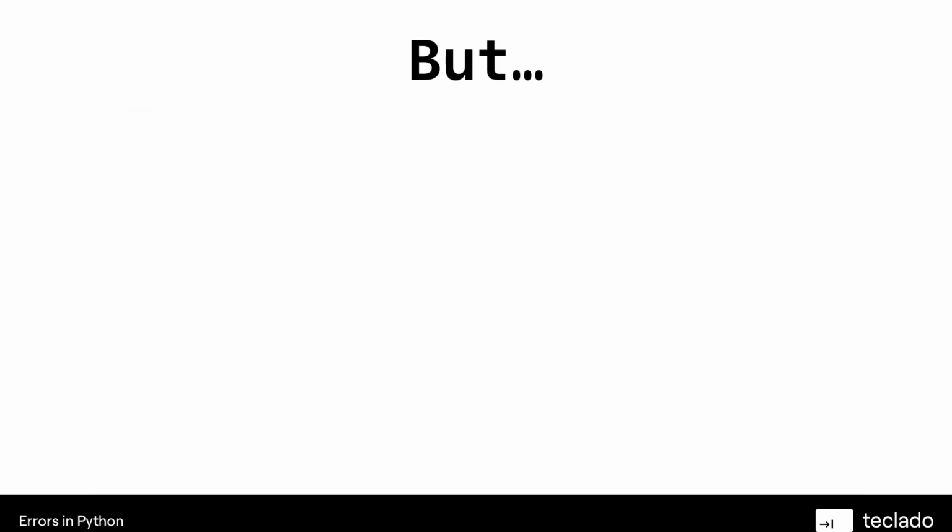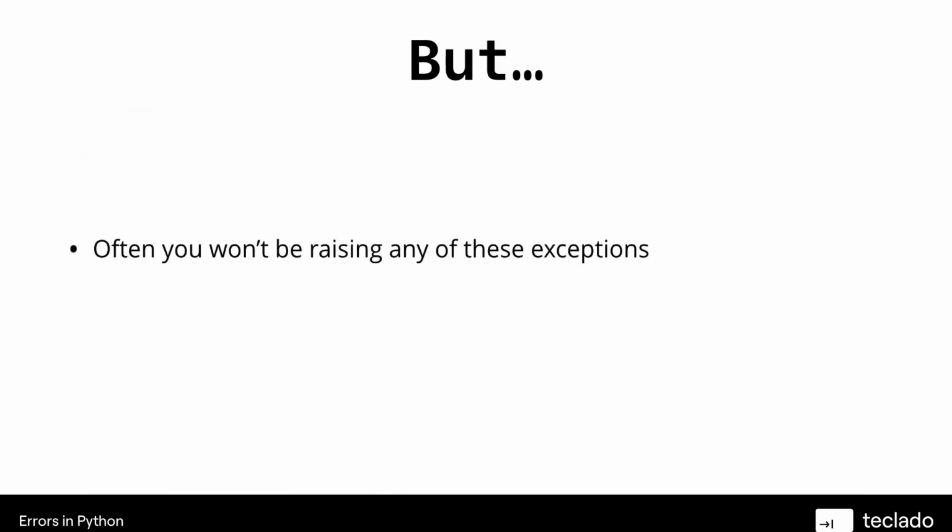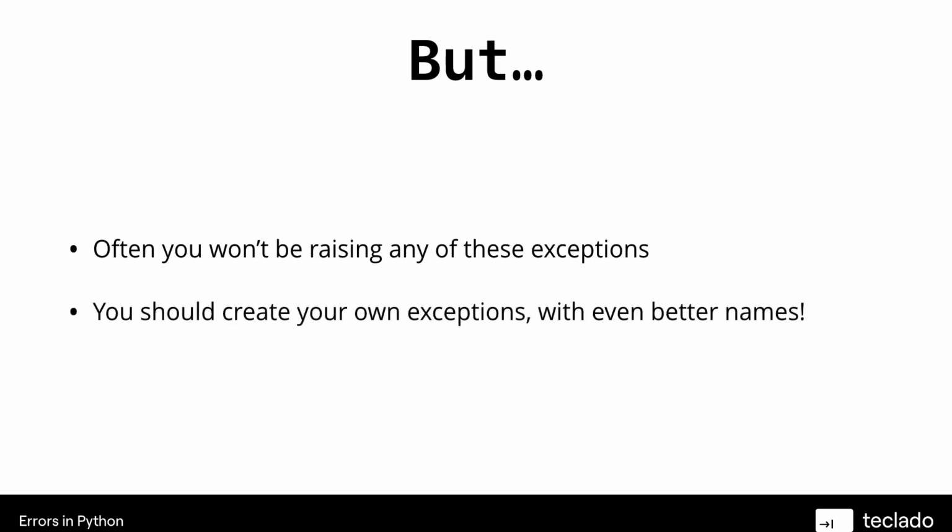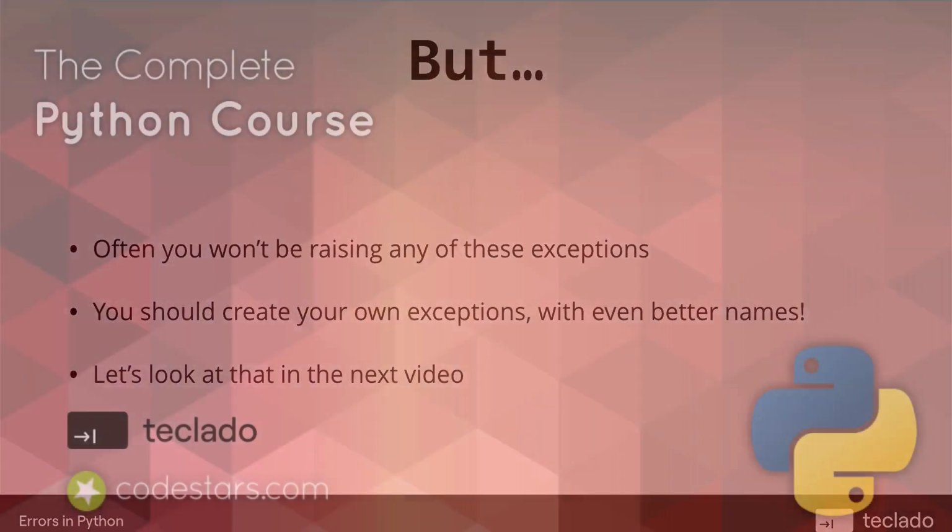But, there is a but. Often you won't be raising any of these exceptions except possibly the deprecation warning, probably not even that one. You'll normally be raising NotImplementedError if you are working on something. But you won't be raising many of these. You should create your own exceptions with even better names. And we will look at exactly what that means and what a better name is and how you can create your own exceptions. So let's look at that right now in the very next video. I'll see you there.